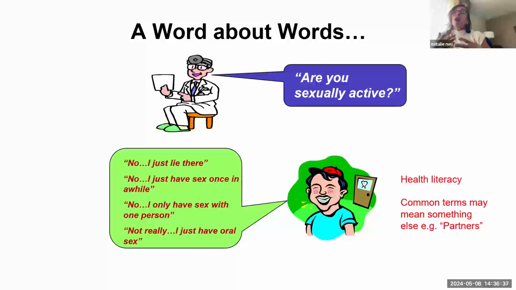Likewise, when you say how many partners do you have, people think partners means a steady person. So they might not respond to that. So how many persons have you had sex with might be a better word to use.